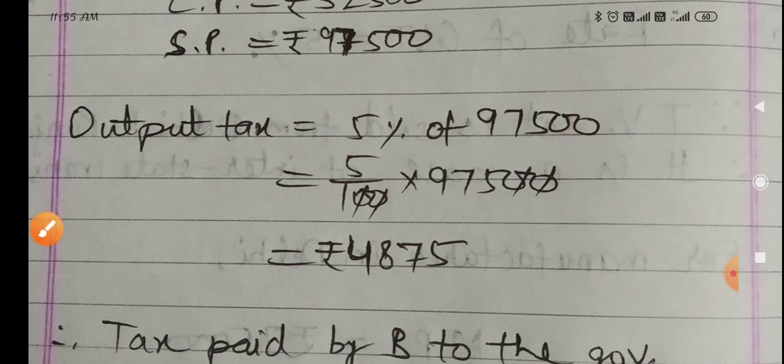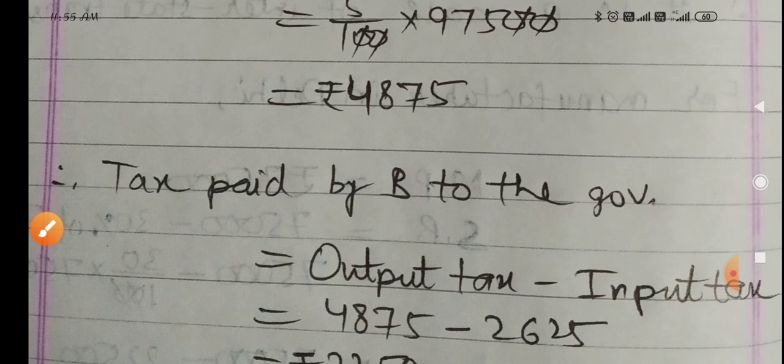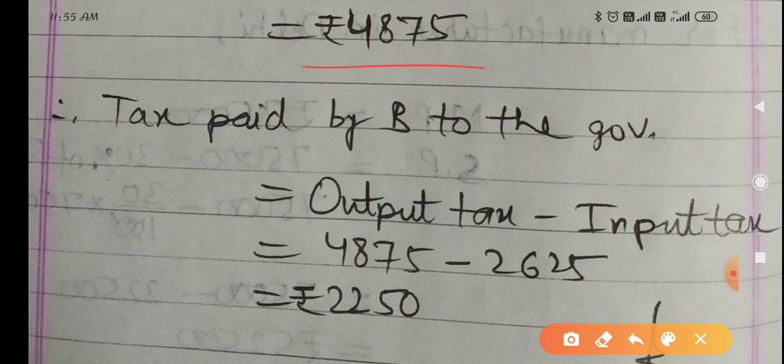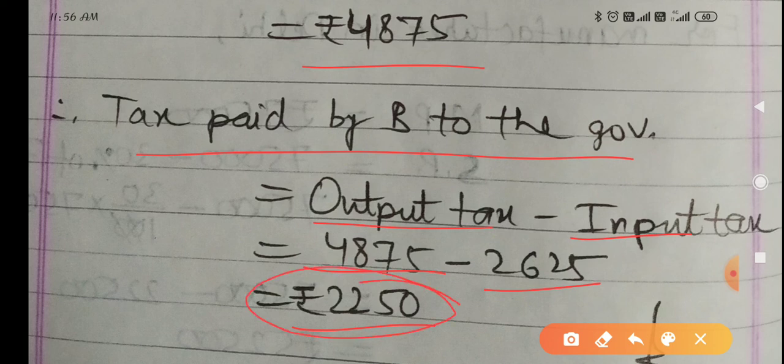So dealer B will get ITC, input tax credit. Means from this output tax, he will take his input tax back and the balance he will pay as net GST to the government. So tax paid by B to the government is output tax minus input tax, 4,875 minus 2,625, 2,250. So it is the net GST payable by B to the government.